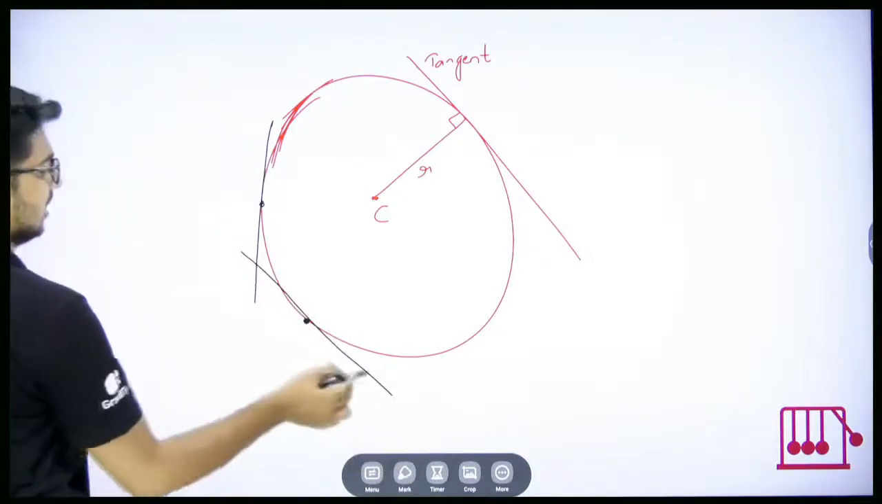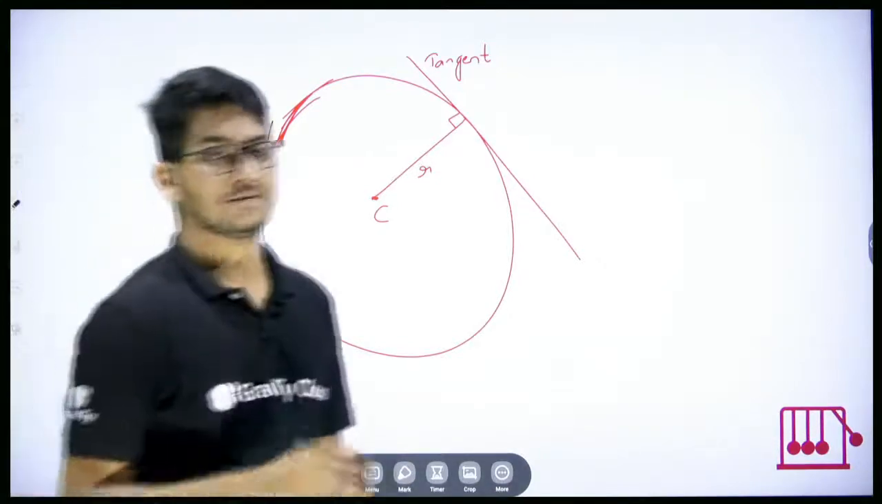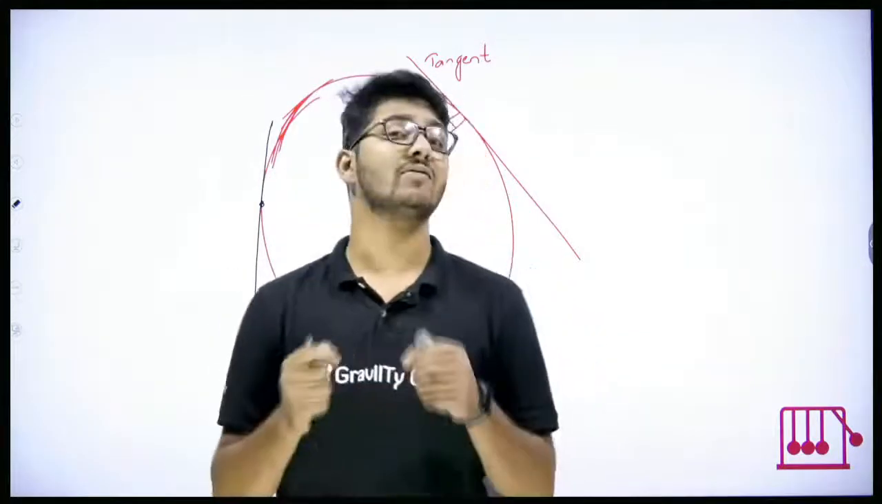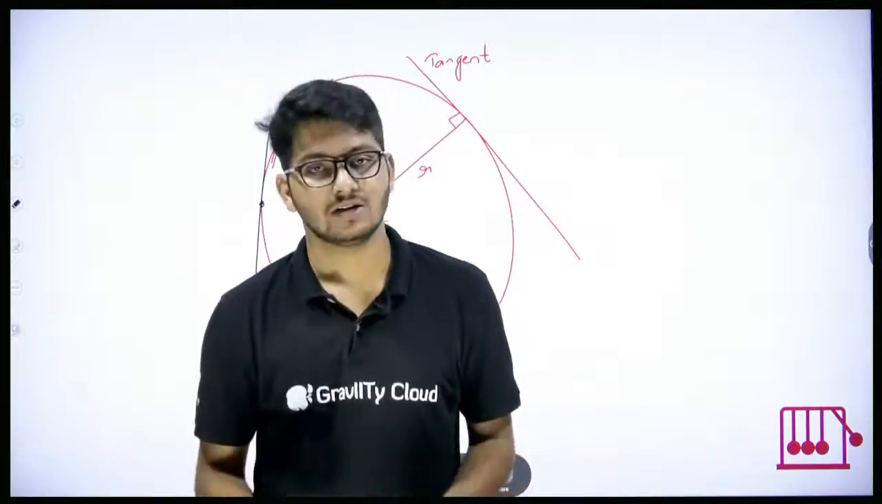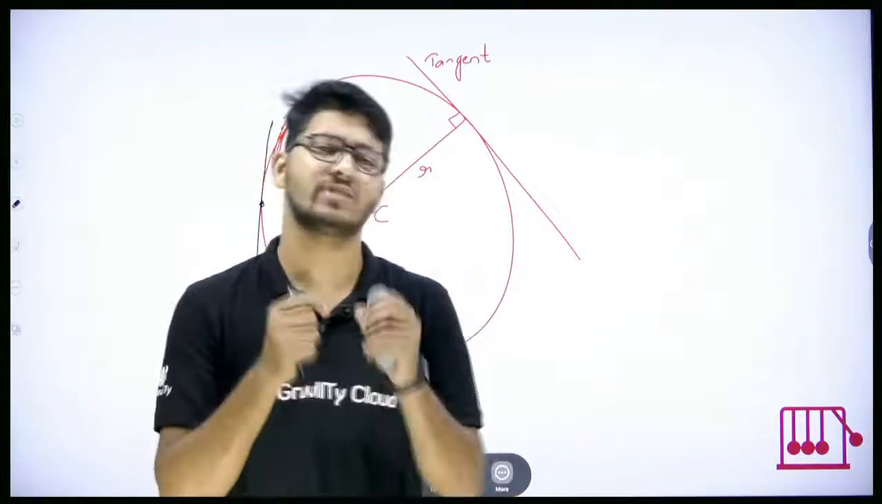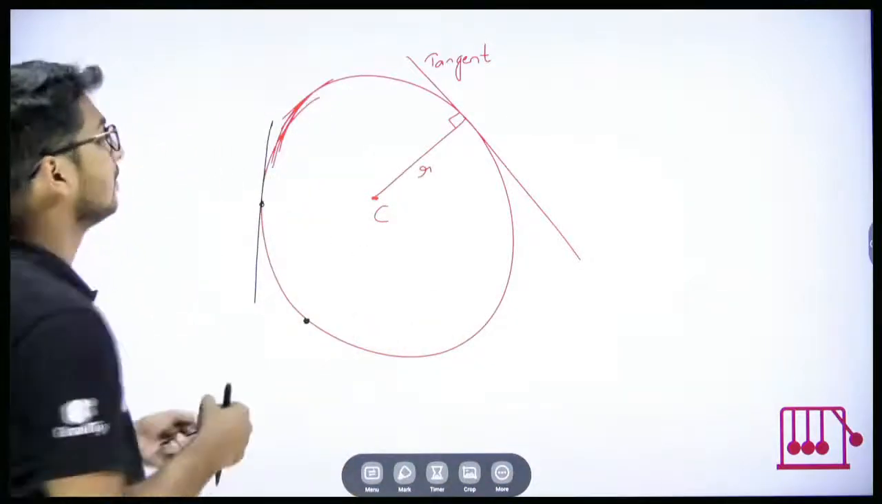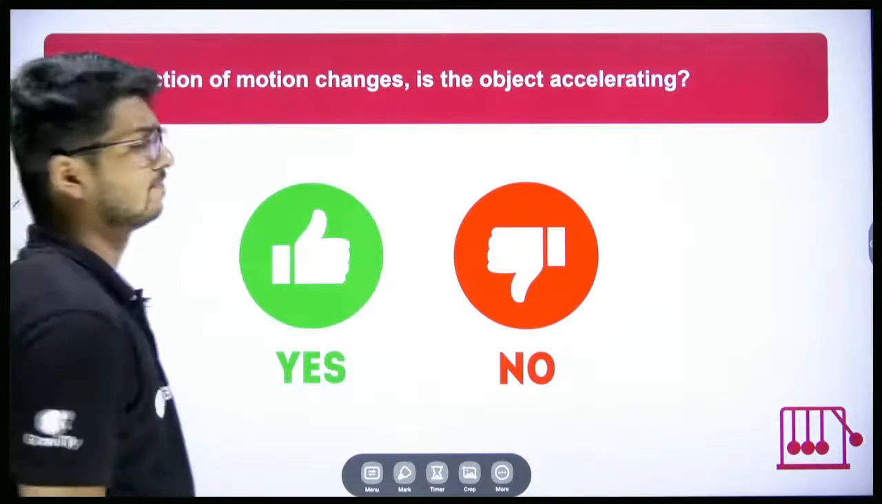Clear? So that is tangent. So we know about radius, we know about tangent. Sir, why are we learning about tangent? Because we have to learn about circular motion. Yes, you will understand the importance of tangent within a few minutes. Right? So let's go into a simple question here.